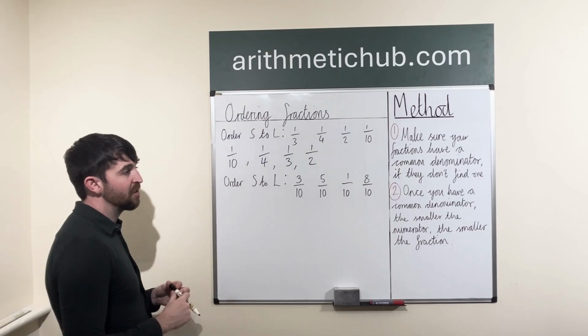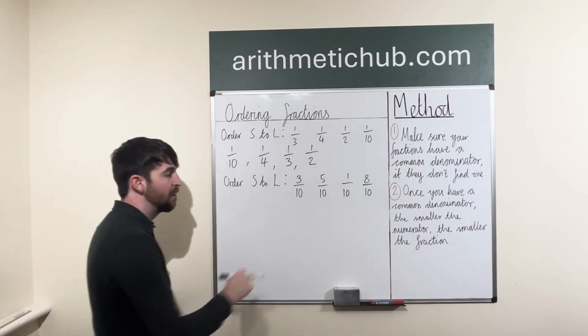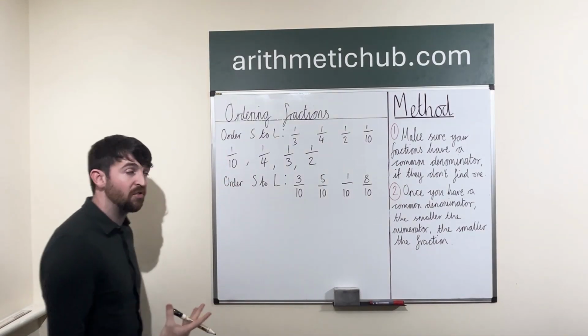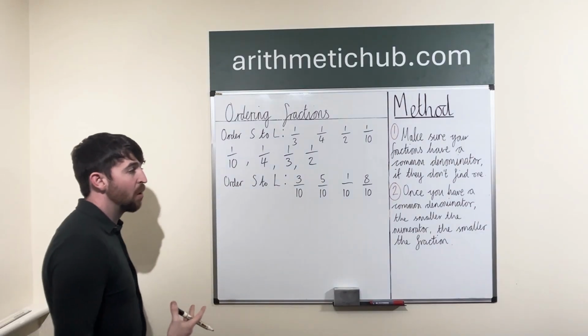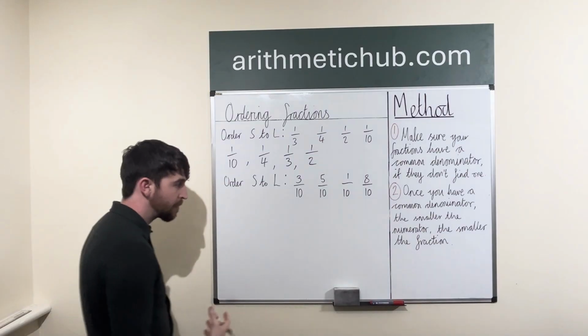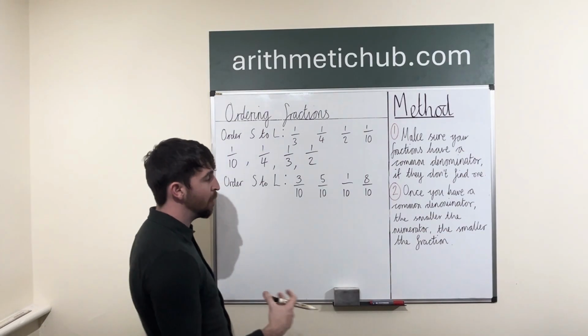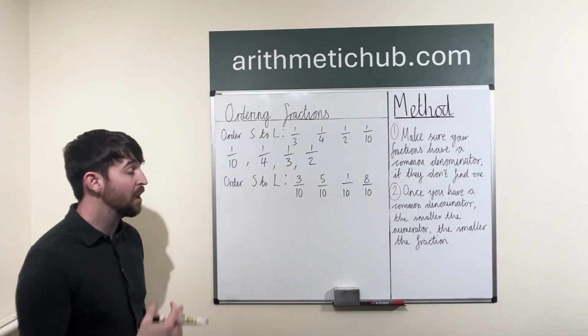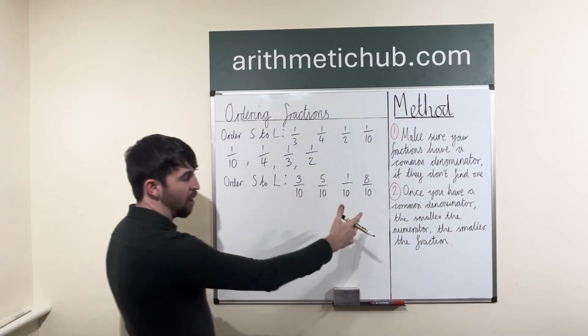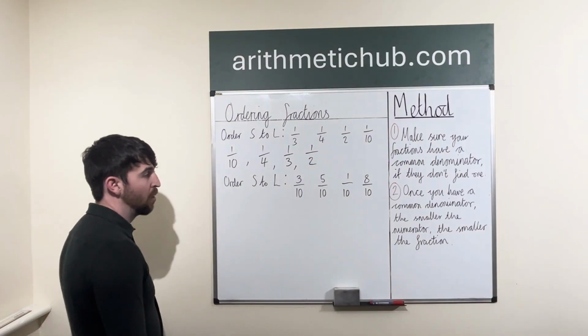Make sure your fractions have a common denominator. If they don't, find one. For this question, it does. 3/10, 5/10, 1/10, 8/10. So again, you're imagining your whole's been split into 10 and you're thinking, right, well, how many pieces out of the 10 do I get? Once you have a common denominator, the smaller the numerator, the smaller the fraction.